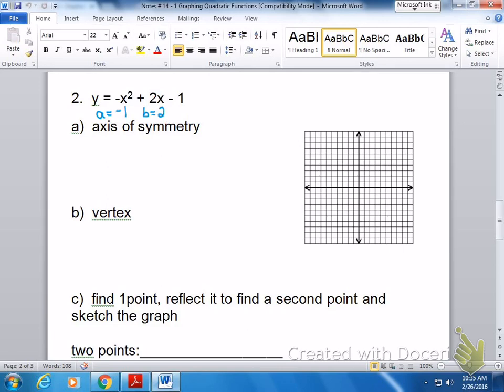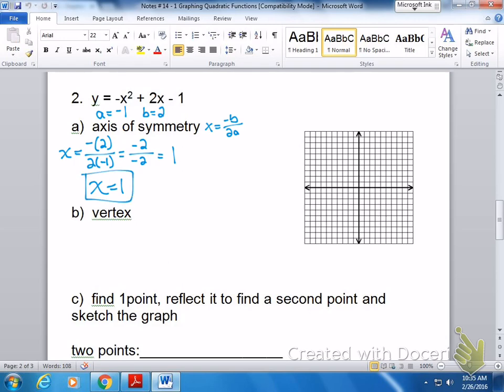So you might pause for a second if you're watching this, try to find the axis of symmetry. Remember, it's x equals negative b over 2a. So I'm going to go ahead and plug it in. It's negative times b, which is 2, divided by 2 times a, which is negative 1. A negative times 2 gives me negative 2, and 2 times negative 1 is also negative 2. Negative 2 divided by negative 2 gives me 1. So my axis of symmetry is x equals 1.